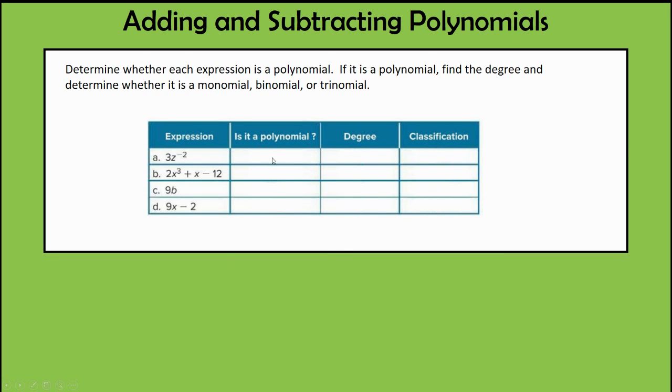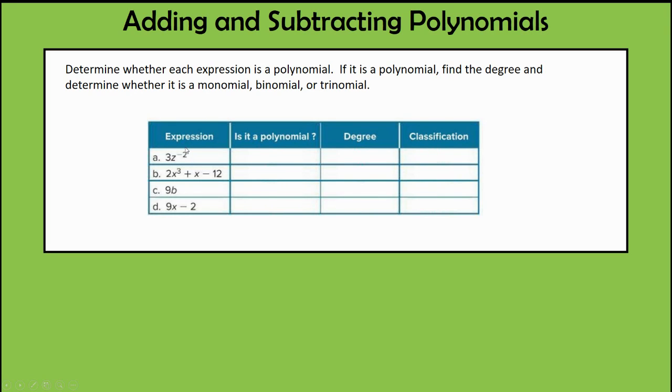So let's start by looking at some examples of polynomials and talk about the degree and classification, or even if it is a polynomial. Our first example here is 3z to the negative second. It looks like it's a monomial. It's one term because you have a number times a variable to a power. So that would be a monomial typically.